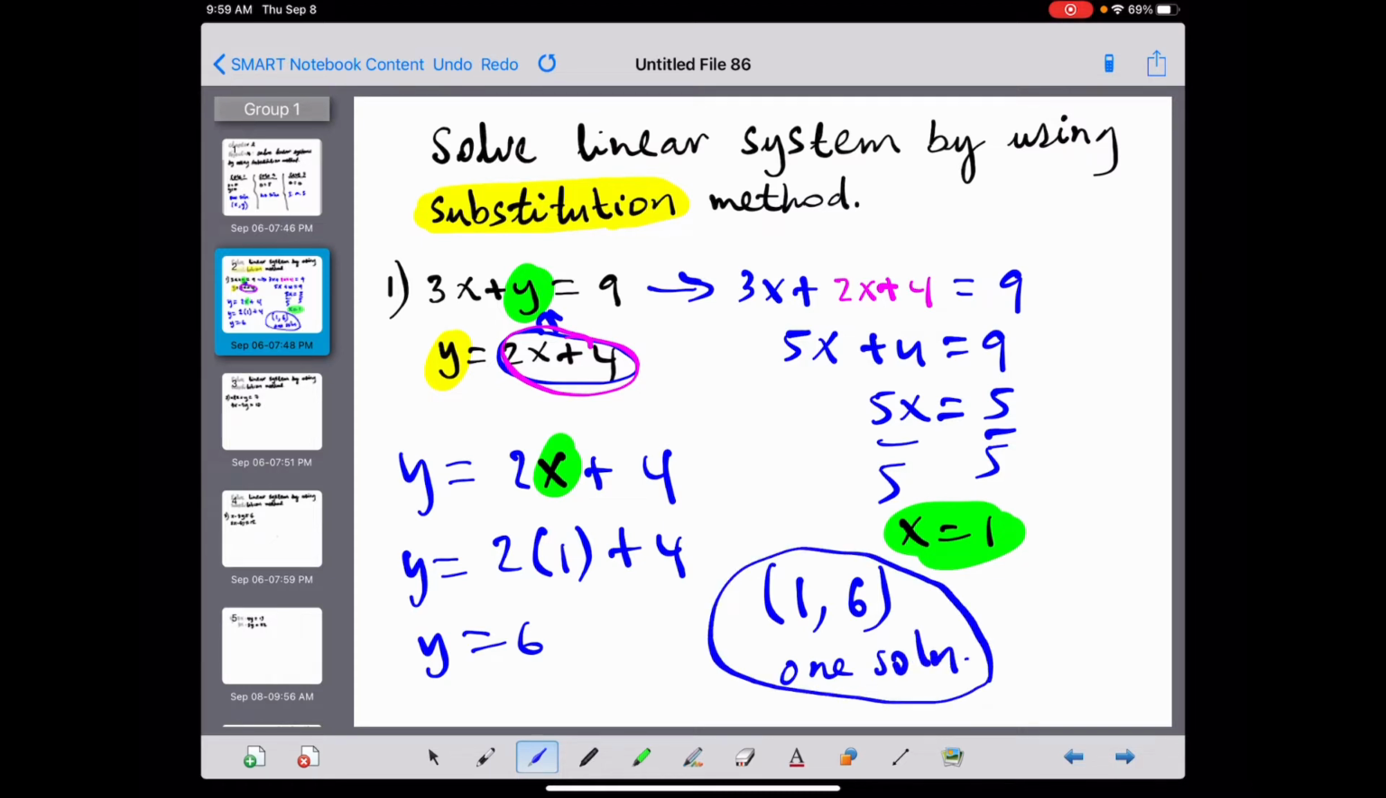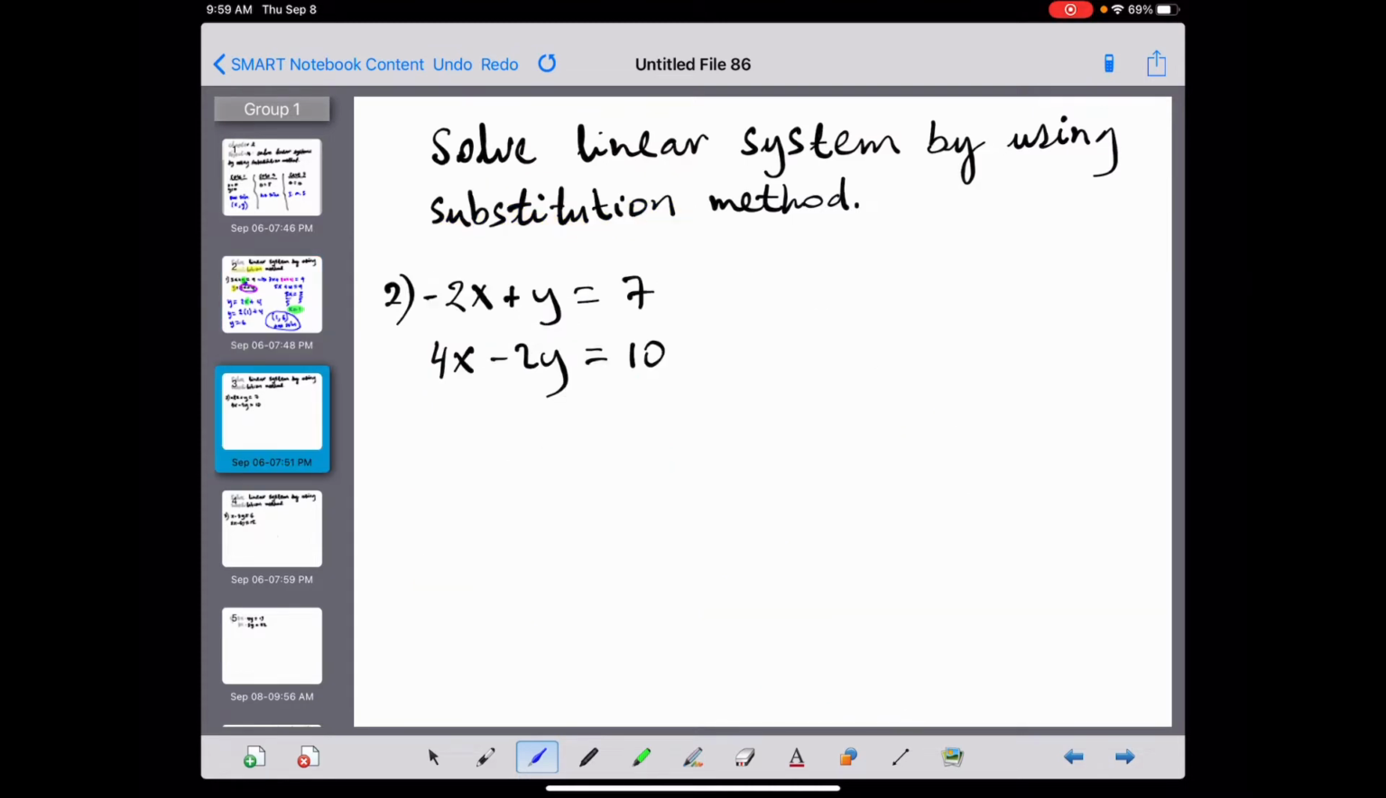Let's move on to number 2. In number 2, notice it's not like number 1, where a letter is already solved for us. In this case, we have to pick an equation that we need to solve for. And if we look at the coefficients here, we have a -2, a positive 4, and a -2, and a 1. So it's easier if we pick the first equation and solve for the letter y. If we pick the other one, we might have fractions, and we don't want that, right? So here we're going to add 2x to both sides, so we get y equal to 2x plus 7.